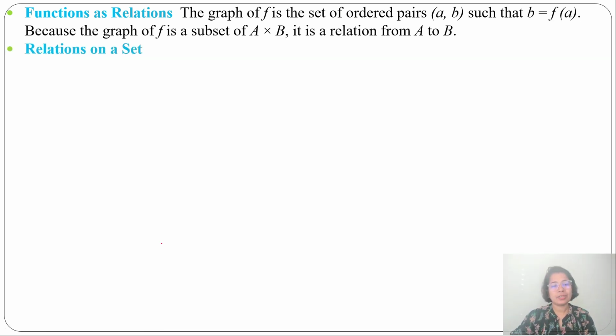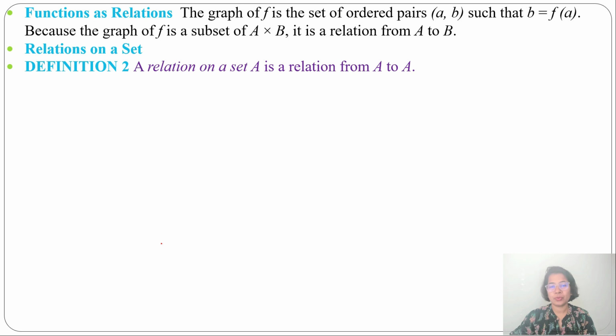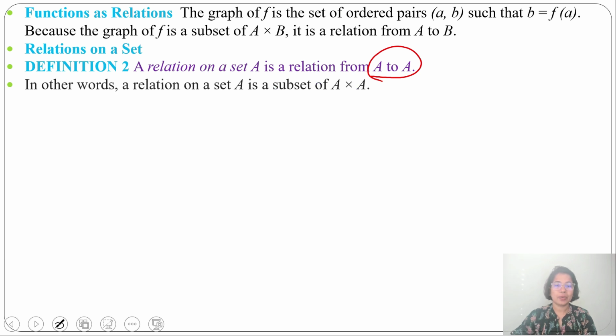Next, relation on a set, definition 2. A relation on a set A is a relation from set A to itself. When there is a relation from a set to itself, we call it a relation on a set. We can say it is a subset of A Cartesian product A.